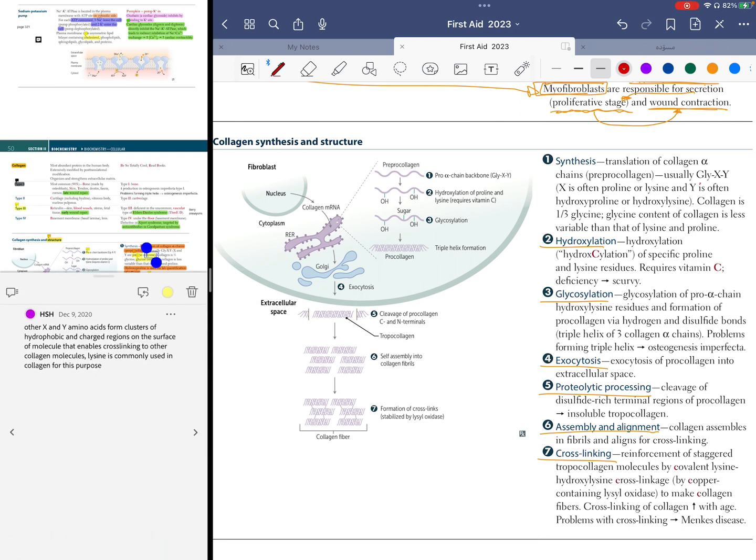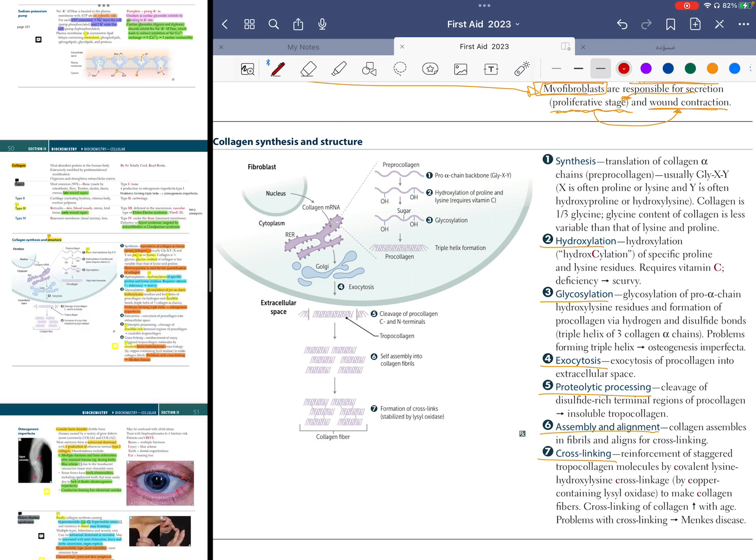Other X and Y amino acids form clusters of hydrophobic and charged regions on the surface of the molecules that enables cross-linking to other collagen molecules. Lysine is commonly used in collagen. Okay, so it seems like the very first step of collagen synthesis is the translation of collagen alpha chains.